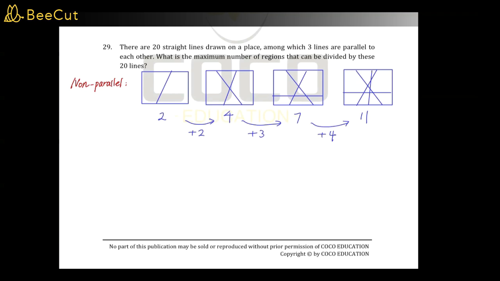So we can work out the total number. The first figure, you can just treat it as 1 + 1. Right? This all the way to the last figure. So first to second is +2, second to third is +3. Now for the non-parallel lines, we have 17 of them. So there will be 2 + 2 + 3 + 4 + 5 all the way to 17. This adds up to 154.